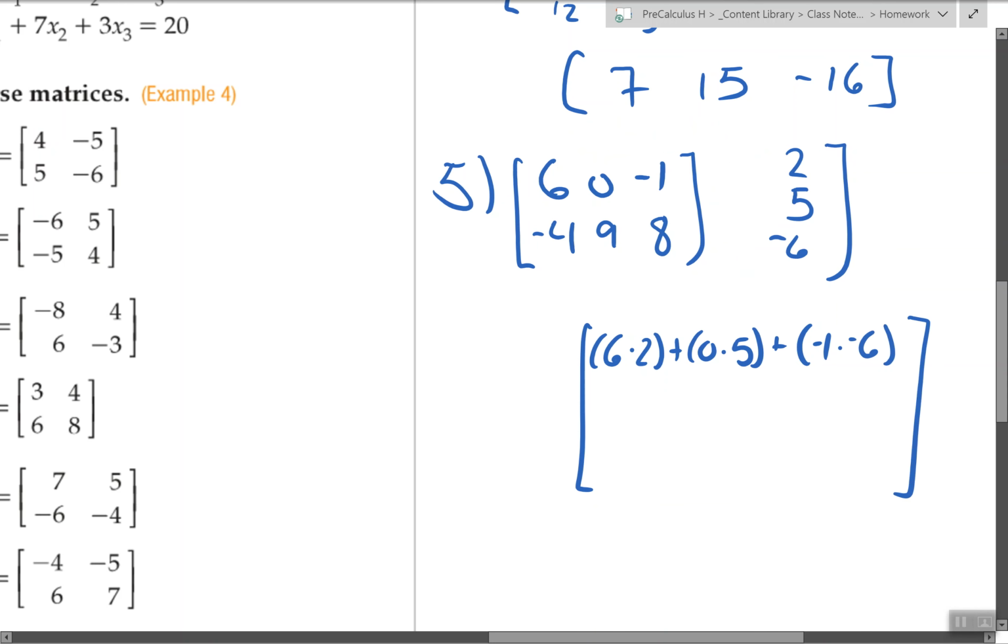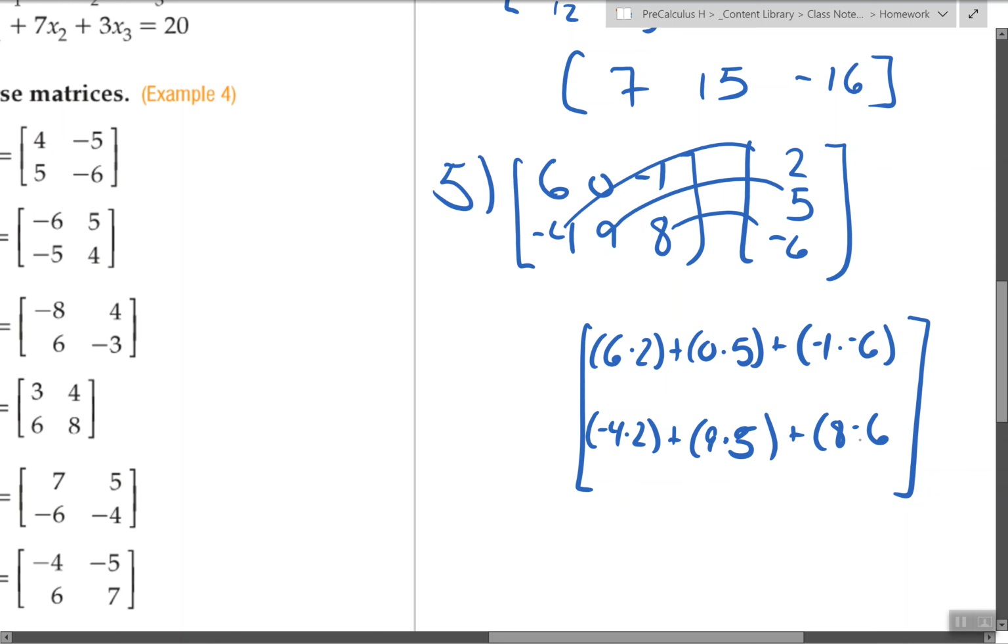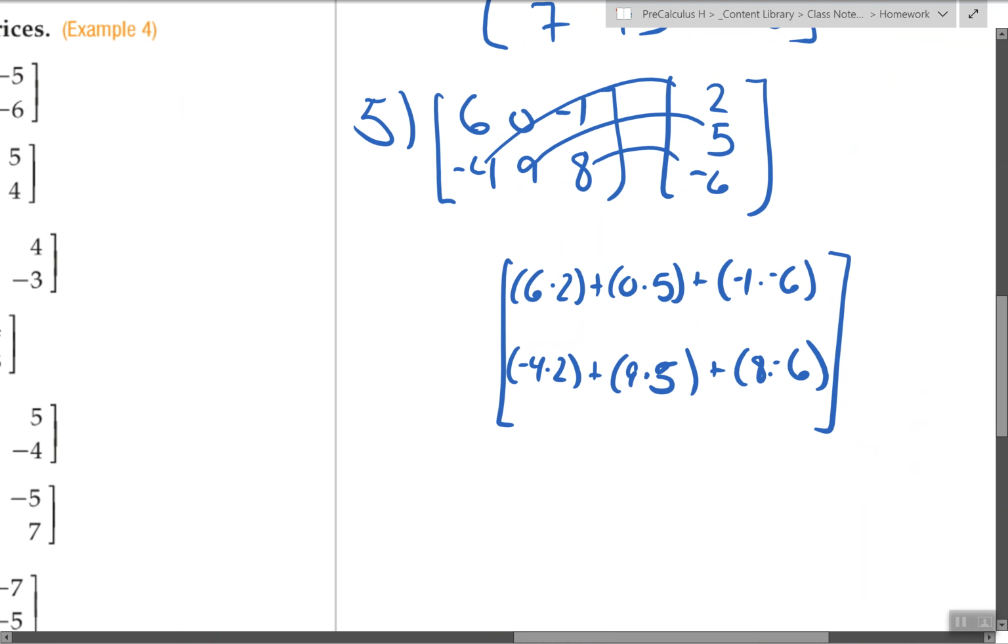And then we do the same thing with the second row here. So the negative 4 and the 2, the 9 and the 5, the 8 and the 6. Negative 4 times 2 plus 9 times 5 plus 8 times negative 6. Okay, so that is 12 plus 0 plus 6 for a total of 18. Then we have negative 8, positive 45, and negative 48. So that is going to give us negative 11.